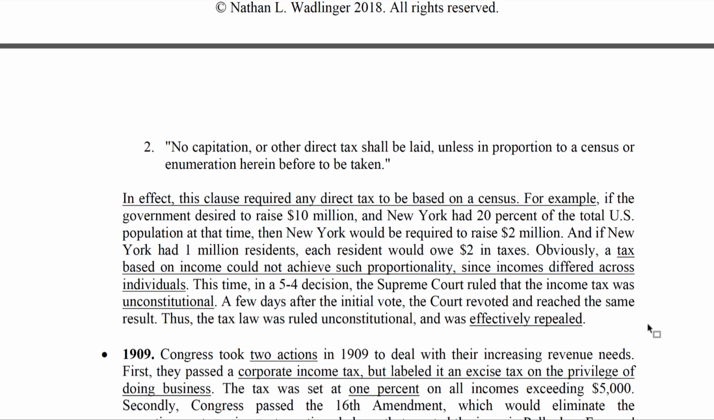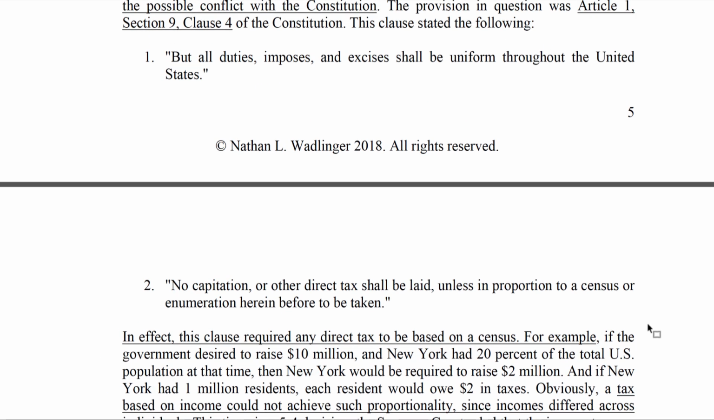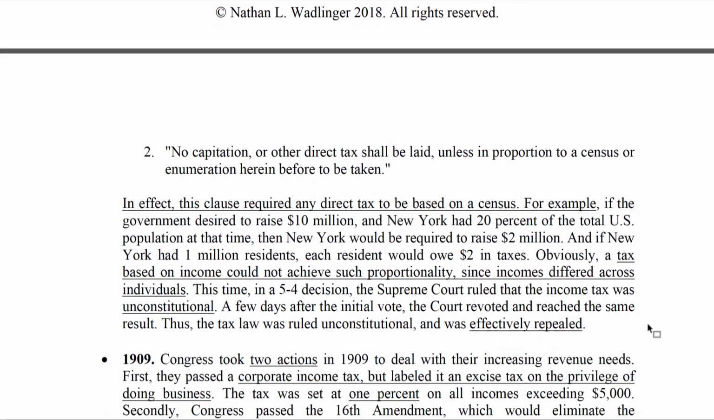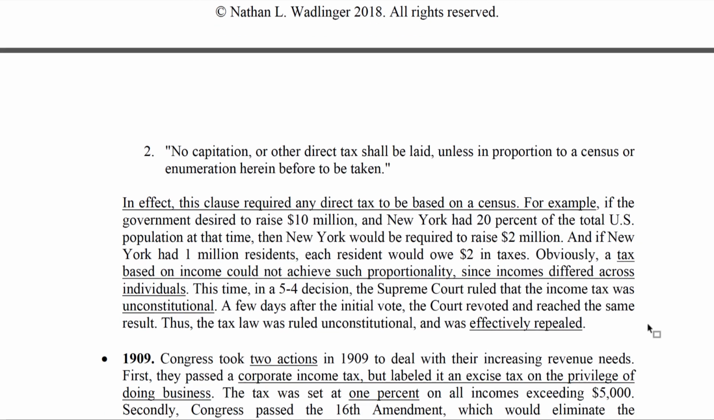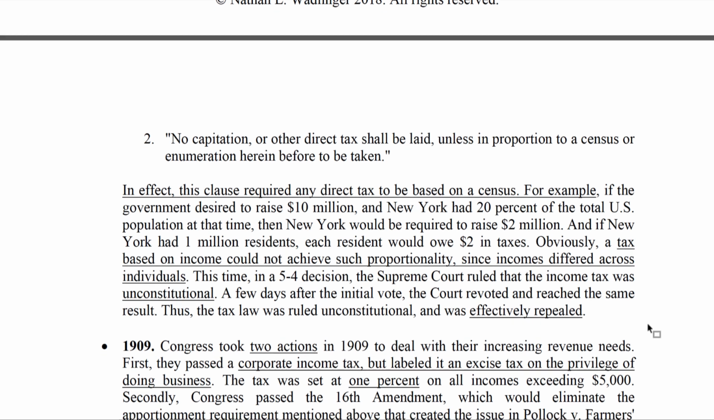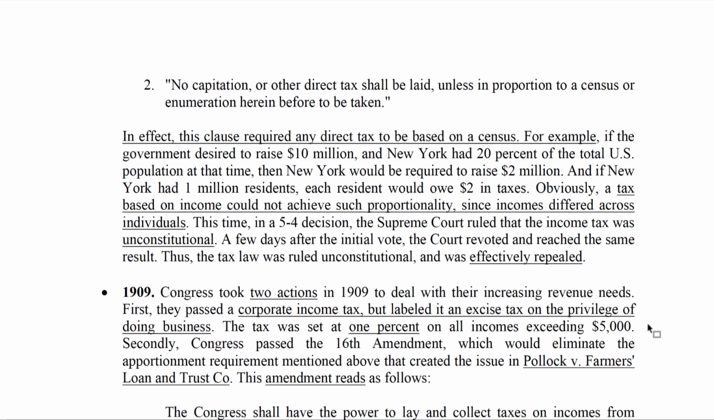So the court, in a 5-4 decision, ruled that the income tax in 1894 was unconstitutional because it did not meet the uniform and proportionate to a census measure. So effectively, this repealed that income tax that was enacted in 1894. So from 1894 to 1909, no federal taxes.